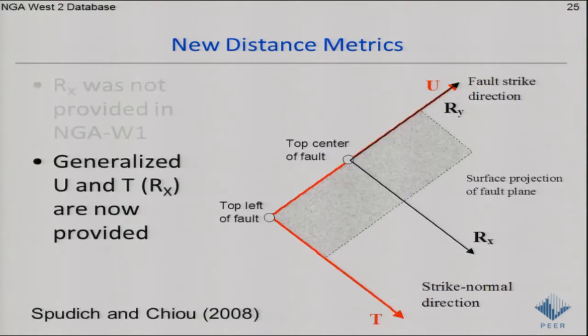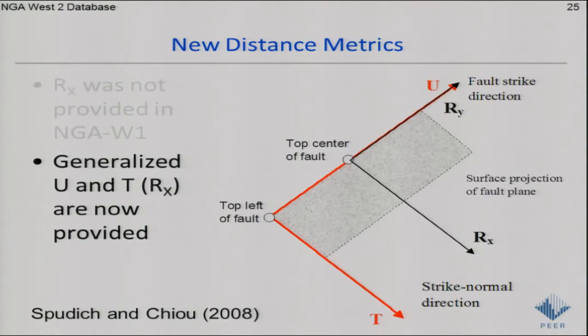In the NGA West 2, we are recording two new distance metrics, generalized U and T. T is the same as RX, and those were detailed in Spudich and Chiou 2008. The graphic to the right just illustrates what those are. The generalized U is the distance from the top left corner of the fault plane that's projected to the surface, and the generalized T is just the perpendicular distance from the surface projection of the top of rupture.